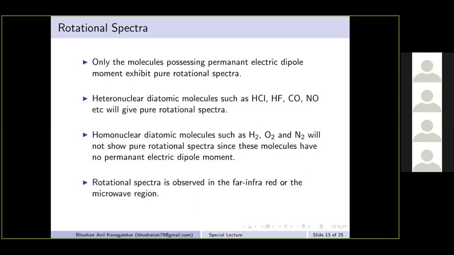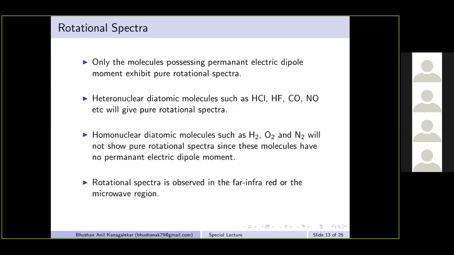It will not show the rotational spectra. So linear molecules like BF3, I think those things will not show permanent electric dipole moment, and they will not show the rotational spectra. And what is the wavelength of the rotational spectra? What is the region of the electromagnetic spectra in which the rotational spectrum is seen? That rotational spectrum is seen in the far infrared or the microwave region.